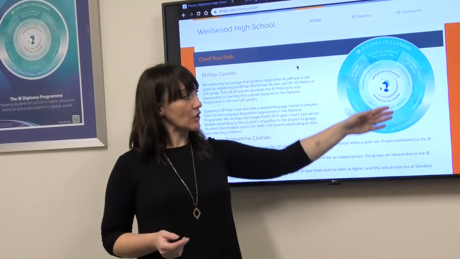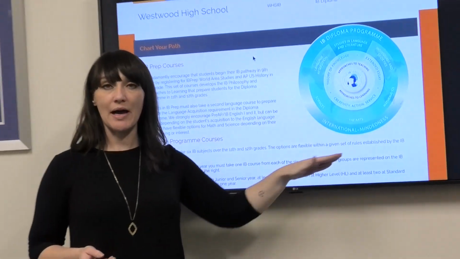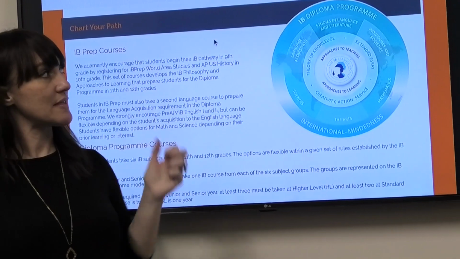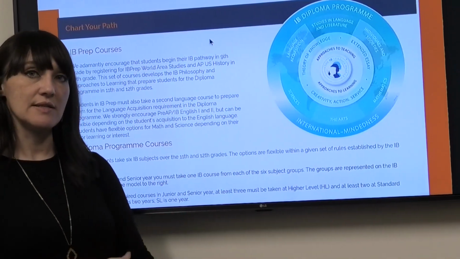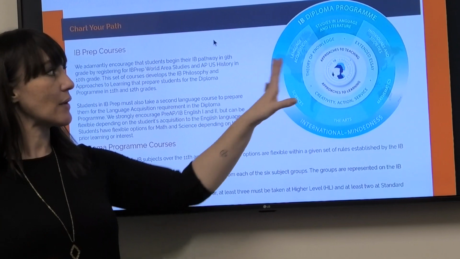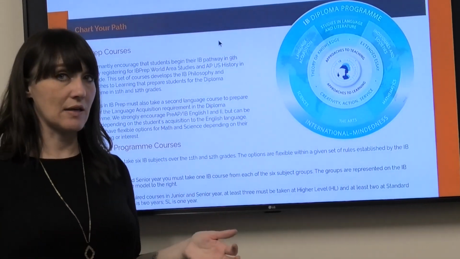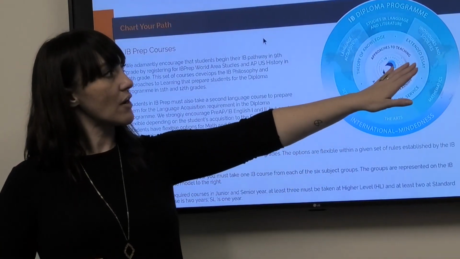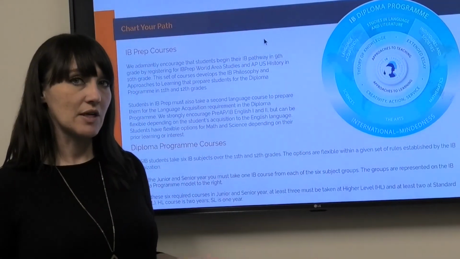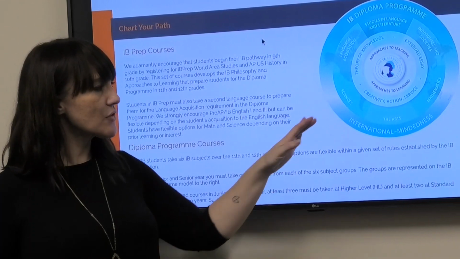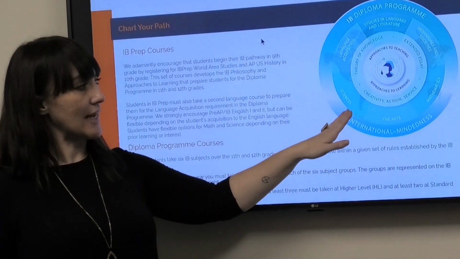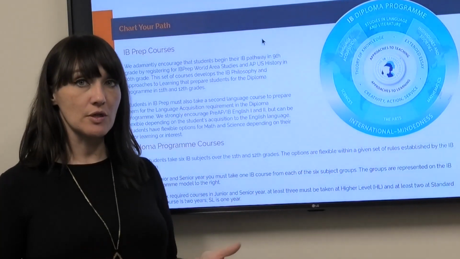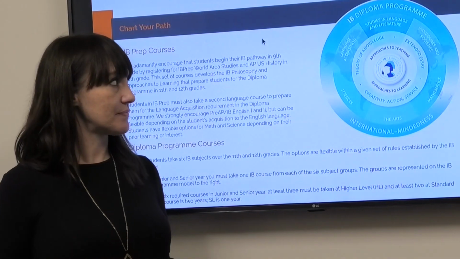So if you look here on this chart, each slice of the pie represents one of the subject groups. The first subject group is Studies in Language and Literature, which is English in our case. Language acquisition, that is a student's second language, the language which they are trying to acquire. Group 3 is Individuals and Societies, and we typically call that the Social Studies. Group 4 is Sciences, Group 5 Mathematics, and Group 6 the Arts, which also include IB electives.